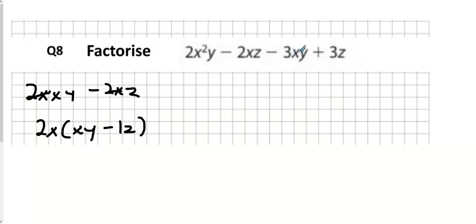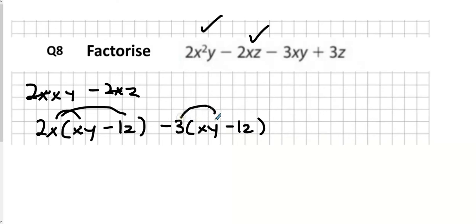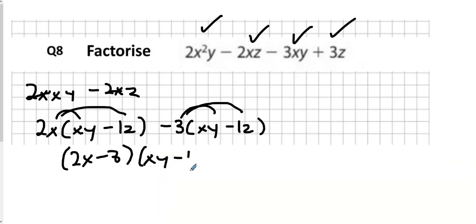And then on this one, if I take out minus 3, what I'll be left with is xy minus 1z. Let's multiply it back out. 2x by xy is 2xxy, that's one there. 2x by minus z is minus 2xz. 3 by xy is minus 3xy, and minus 3 by minus z, 2 minuses make a plus, is plus 3z. And this is your answer: 2x minus 3 and xy minus 1z.